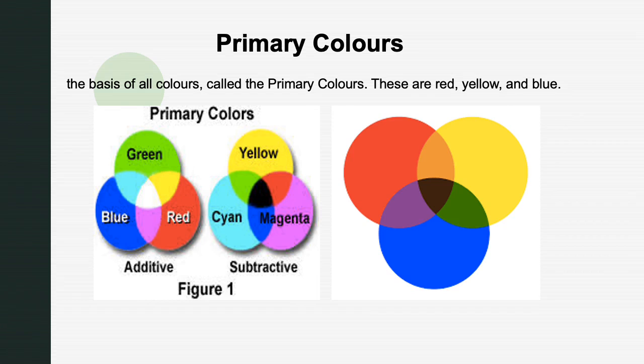Primary colors. The basis of all colors are called the primary colors. These are red, yellow, and blue. They are called primary for a couple of reasons. First, no two colors can be mixed to create a primary color. In other words, primary colors can only be created through the use of natural pigments. Secondly, all other colors found on the color wheel can be created by mixing primary colors together.